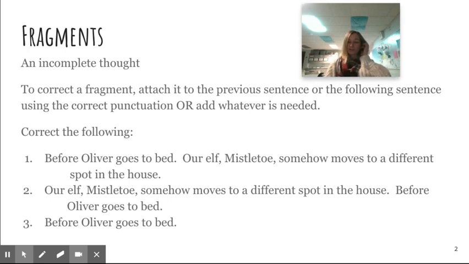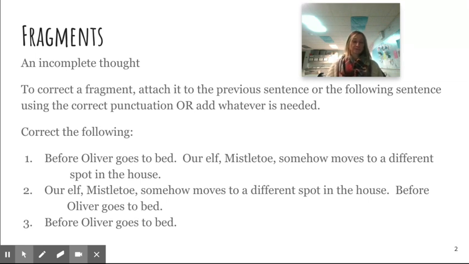So what you can do then is just attach the two together. And in this case, because before Oliver goes to bed is at the beginning, the fragment's at the beginning, I would take out that period and put a comma. And then lowercase the O in our. Before Oliver goes to bed, comma, our elf mistletoe somehow moves to a different spot in the house.